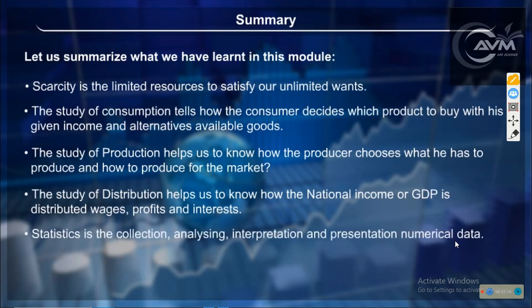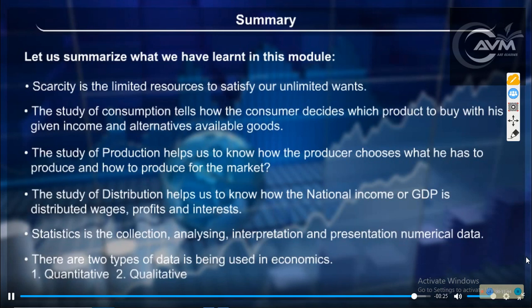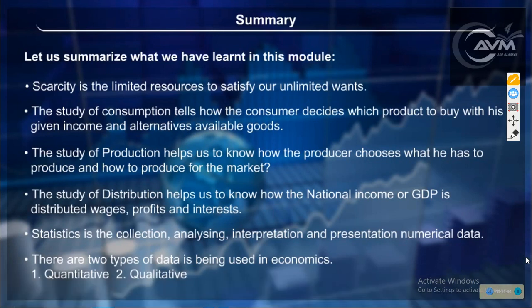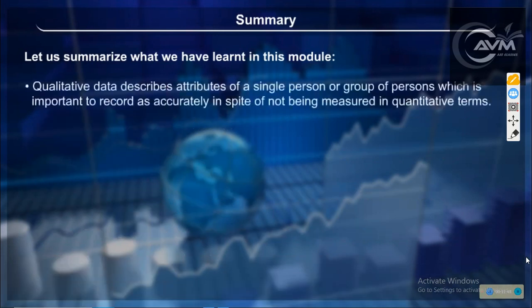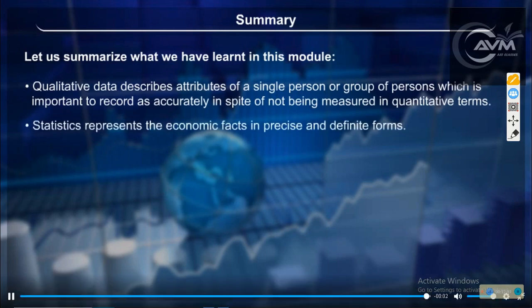Statistics is the collection, analyzing, interpretation and presentation of numerical data. There are two types of data being used in economics: quantitative and qualitative. Qualitative data describes attributes of a single person or group of persons, which is important to record as accurately as possible, in spite of not being measured in quantitative terms. Statistics represents the economic facts in precise and definite forms.